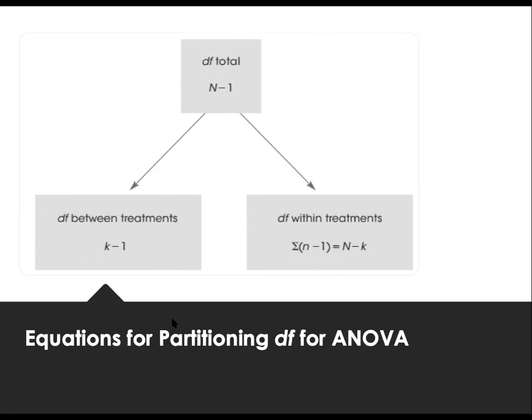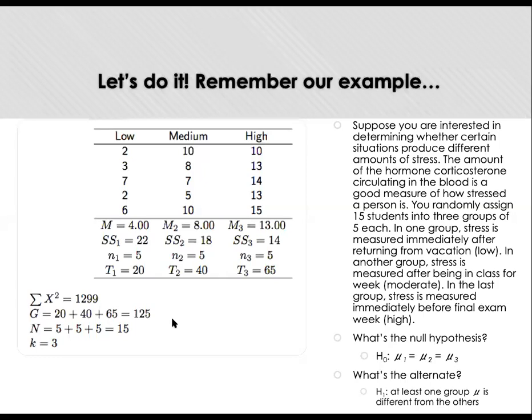Okay, so now we've got all the numbers we need, right? Here's our prep work again: the original table with the scores, the means, the sum of squares, the little n's, the t's for each level, and then sum of x squared, g, big N, and k. Here is our example problem or question again. Here's the null hypothesis and the alternate hypothesis.